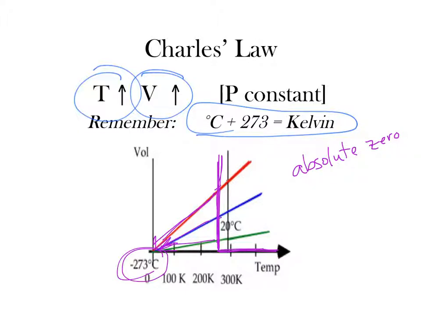So absolute zero, which is 0 Kelvin, or negative 273 Celsius, is the coldest temperature possible. So we're going to be using Kelvin temperatures. Kelvin temperatures will never go negative, no matter what. The coldest possible theoretical temperature is 0. So you should never, ever have a negative Kelvin temperature.